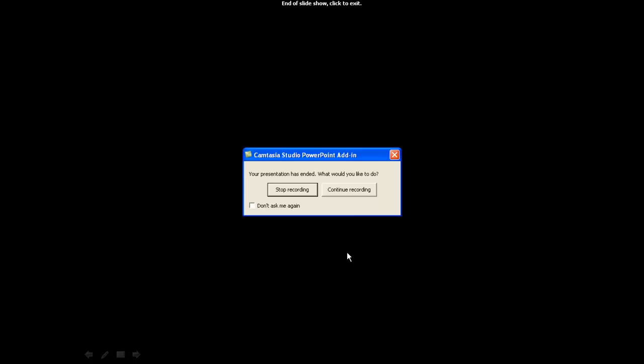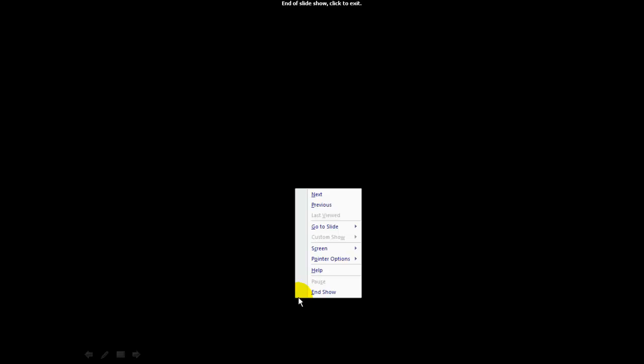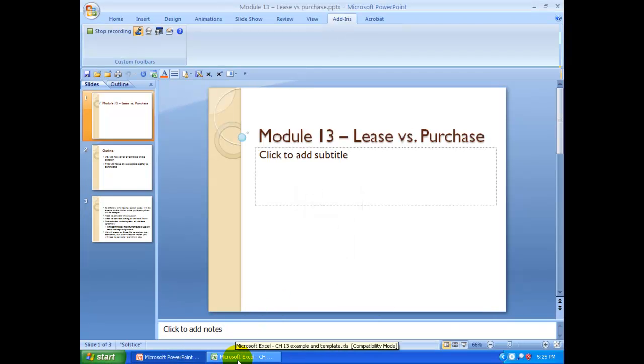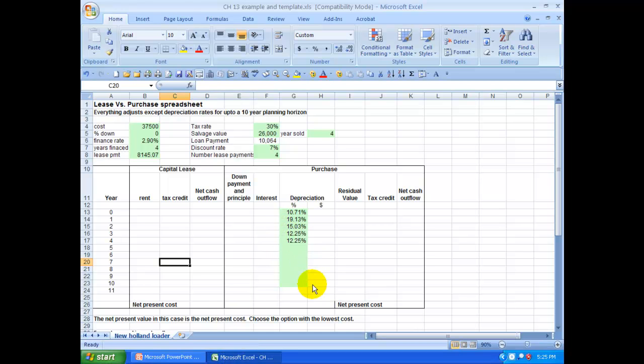And so let's go to our Excel file. So you've got a handout. It looks a lot like this, and I'll show you how to build it. First of all, we have our assumptions again in green. In this case, it's a New Holland loader. It costs $37,500 to buy it. We're going to put 0% down, 2.99% financing, finance it over 4 years. Our tax rate's 30%. The salvage value is $26,000. We sell it after 4 years.